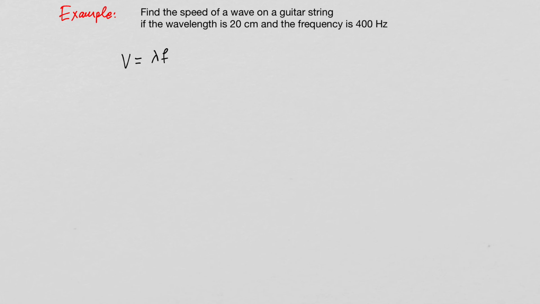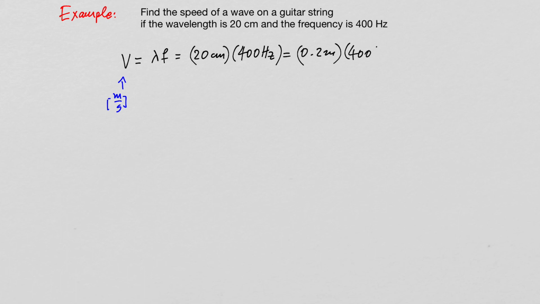Since I know that the units here must be meters per second, that tells me that the wavelength units must be converted. So this is 20 centimeters times 400 hertz, which is equal to 0.2 meters times 400 hertz, which gives me 80 meters per second for the wave speed of that wave.